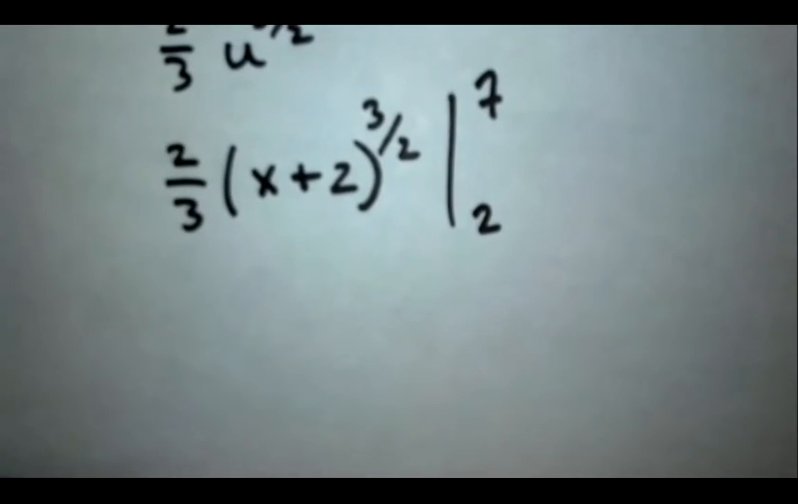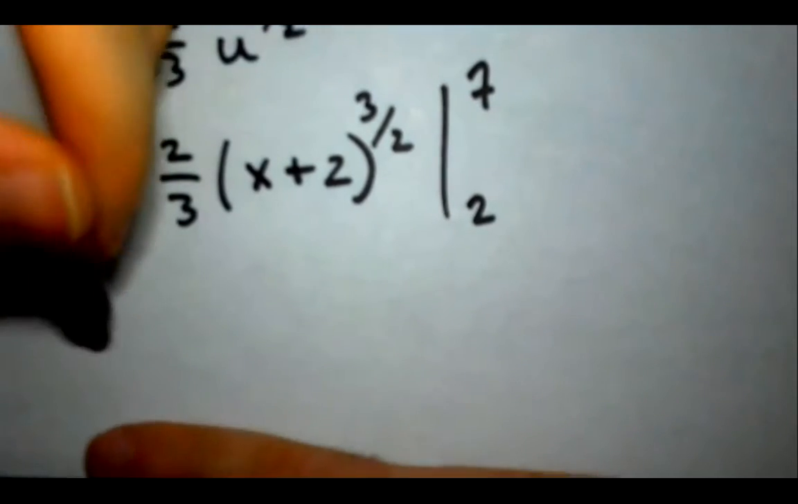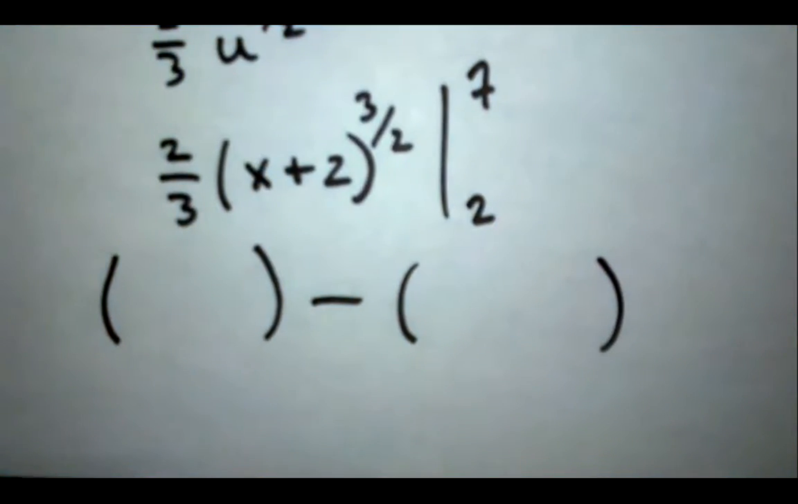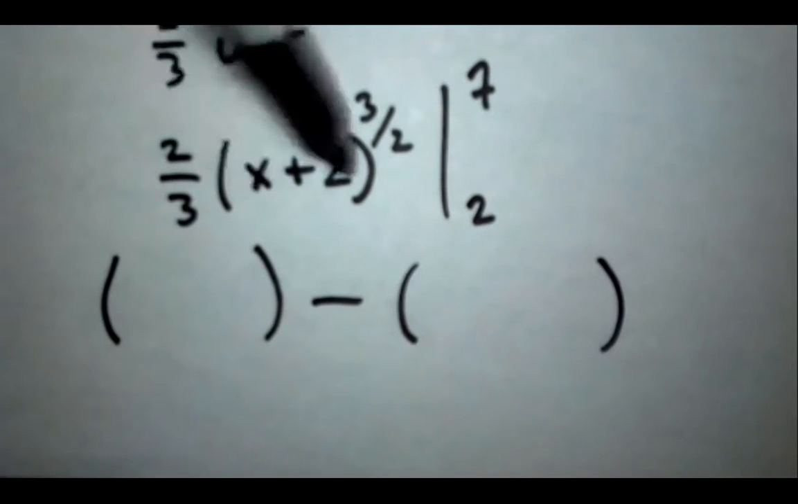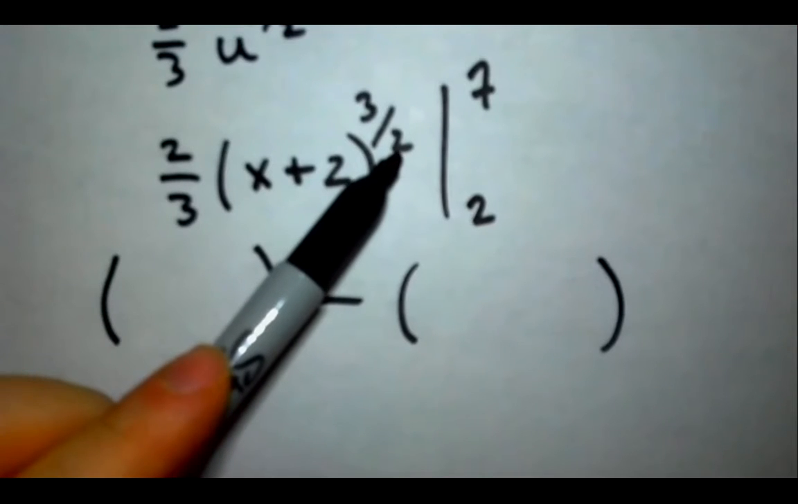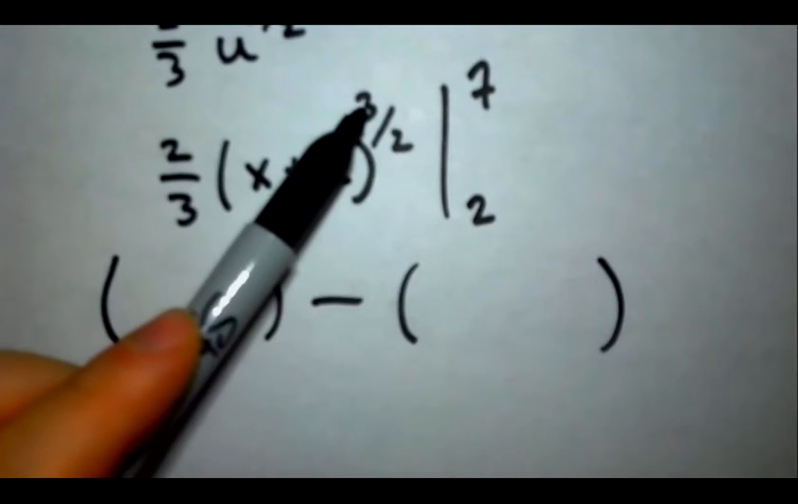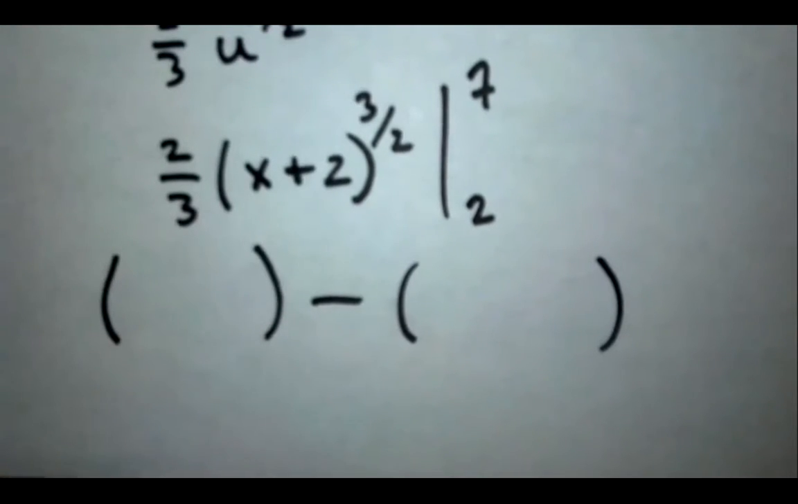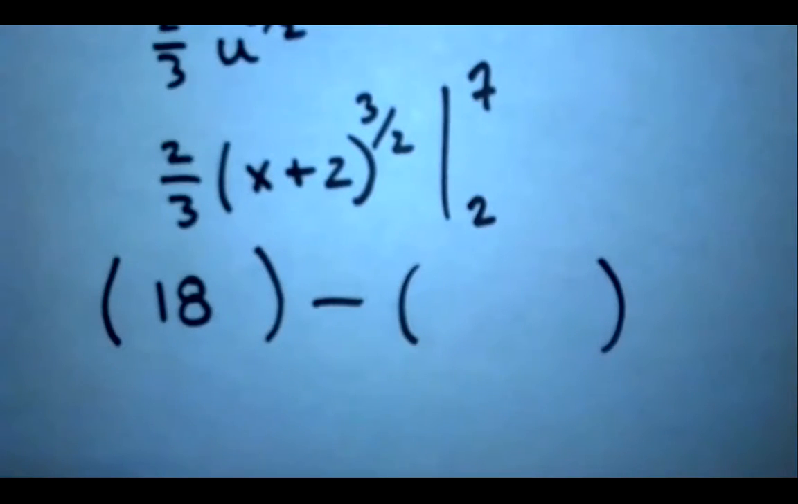All right. With that, we've got to plug in the top minus plug in the bottom. So we've got our setup. We're plugging in the top. That makes 9. The square root of 9 is 3. 3 to the third is 27. And then we want 2/3 of 27, which is 18.